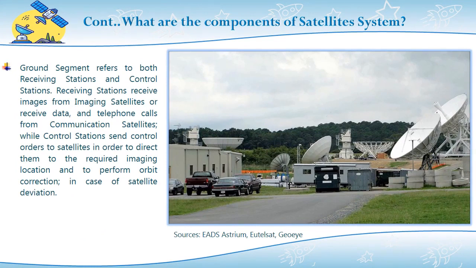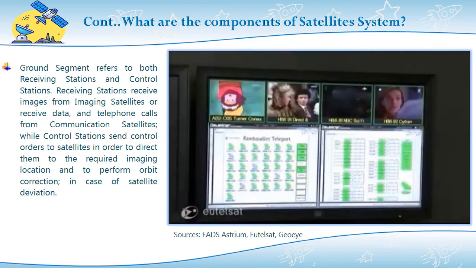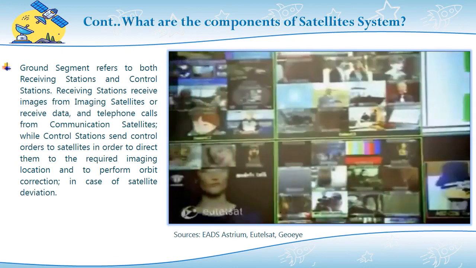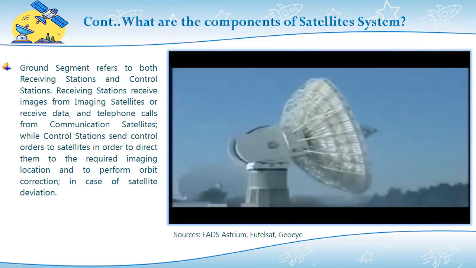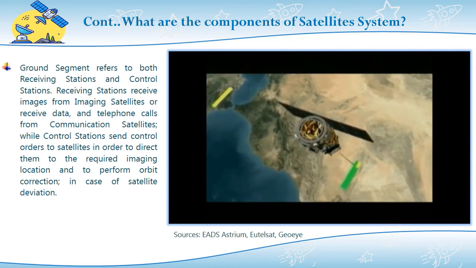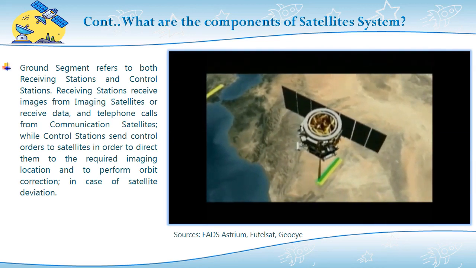Ground segment refers to both receiving stations and control stations. Receiving stations receive images from imaging satellites or receive data and telephone calls from communication satellites, while control stations send control orders to satellites in order to direct them to the required imaging location and to perform orbit correction in case of satellite deviation.